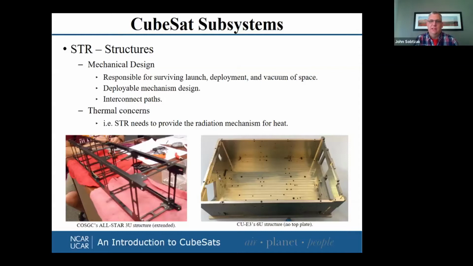Contrast that with the CUE-3S, the University of Colorado's Earth Escape Explorer, which is the satellite I currently volunteer with. It's a 6U structure. This is the structure. It starts out as a 120-pound or so block of solid aluminum that gets machined out to what you see there. And that is done for mechanical strength. There's a top plate that bolts on. You'll see some of that later. But these are a couple of flavors of structures used in CubeSats.